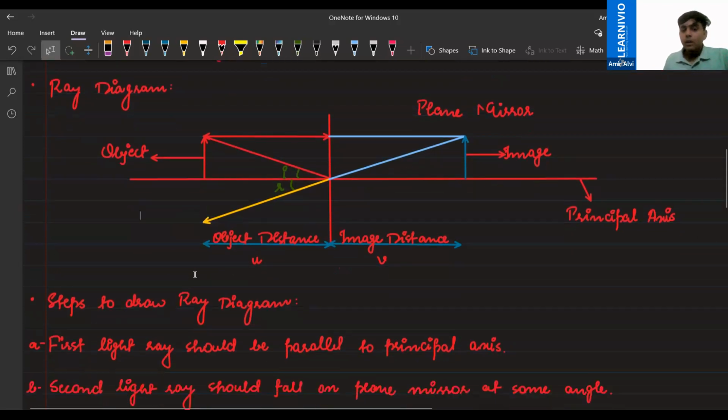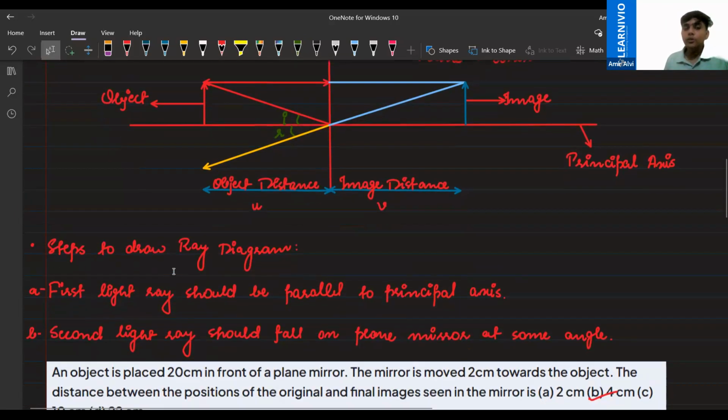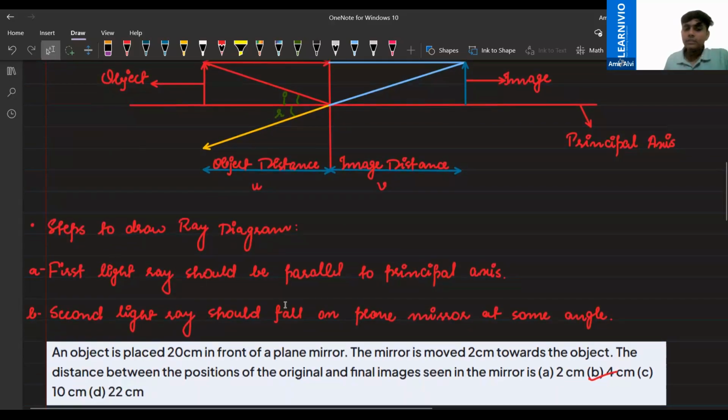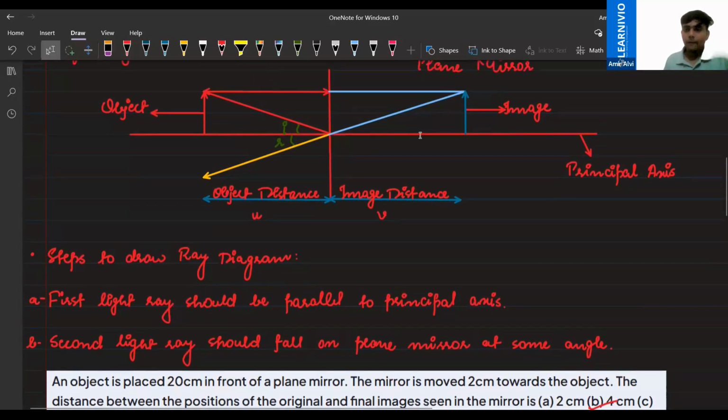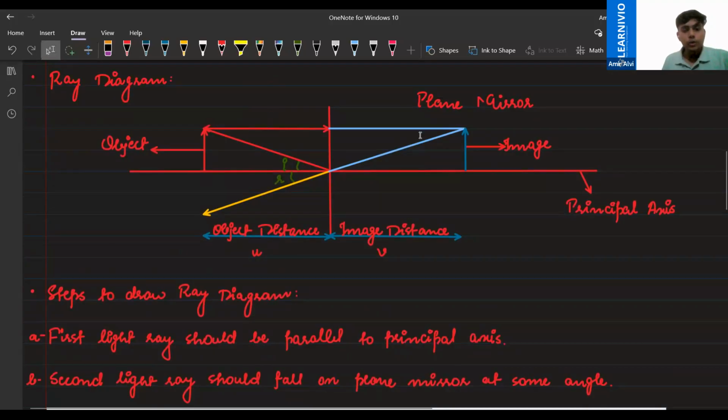So these are basically the steps. You can write down these steps, Inan. First, a light ray should be drawn parallel to the principal axis. These are two points. Sir, should I write these points now? Yeah, these two points. Okay, sir.